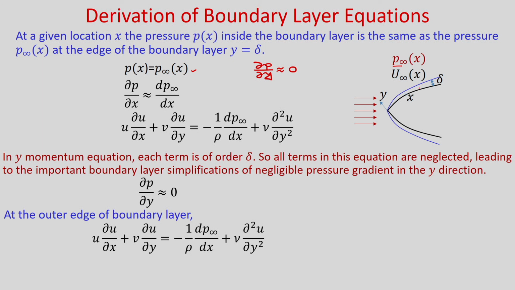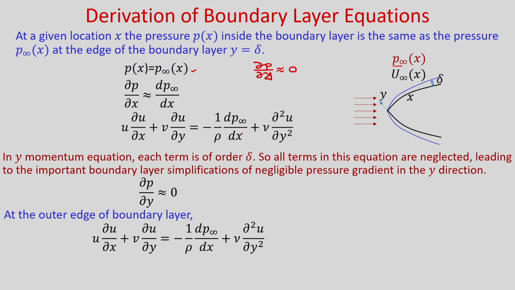So in the normal direction pressure will not change. At any location x inside the boundary layer, the pressure P(x) is equivalent to the outside pressure P∞ at that location x. So we can write ∂P/∂x is equivalent to dP∞/dx. So in the x component of the momentum equation, instead of ∂P/∂x, we can write dP∞/dx.